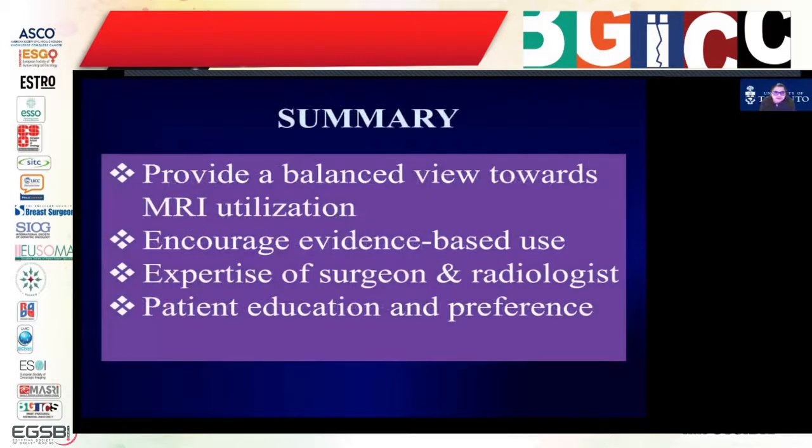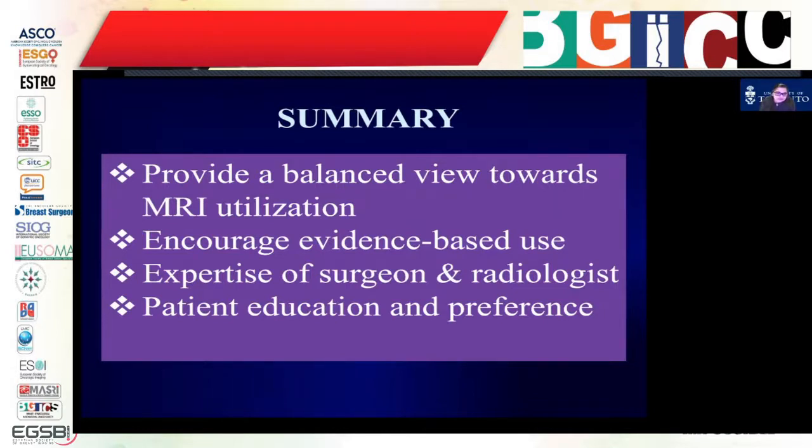So just to summarize, we need to provide a balanced view towards MR utilization. It has to be personalized to the setting in which the patient is presenting: what is her tumor biology, her risk status, breast density. So there are a lot of considerations. The use of breast MRI should be evidence-based, and we discussed a lot of it right now. It was a brief overview, but we went through all the different aspects of evidence.